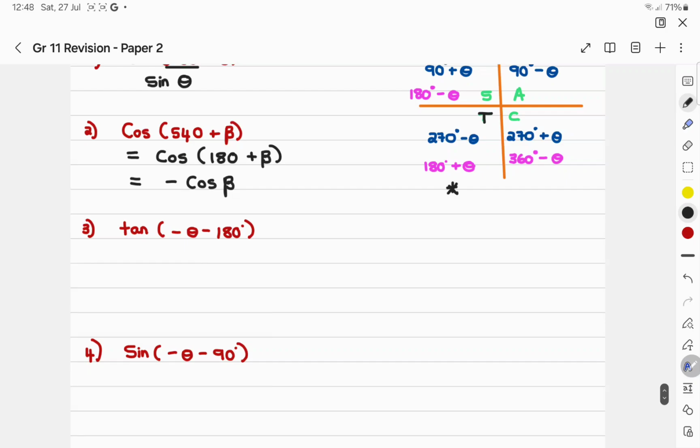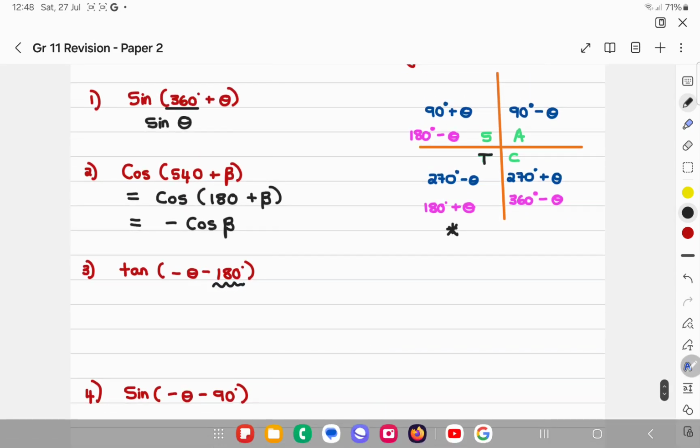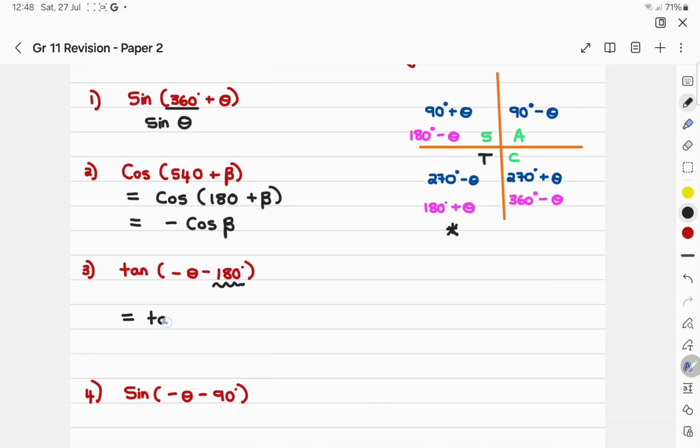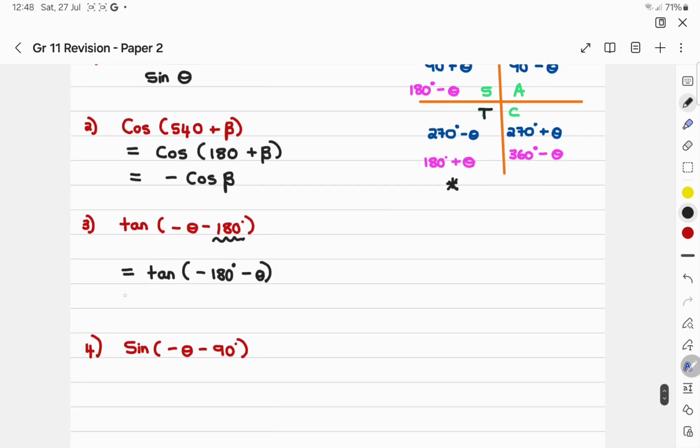Okay, so remember with the negatives, we want to take out a negative. And what I also suggest is always write your number first. So if you want to, you can first swap those two around to make it negative 180 minus theta. I haven't taken out any negative. And now I'm going to take out the negative. I'm going to put it in front. And the negative 180 will become a positive. And the negative theta will become a positive. So remember, as soon as you take out a negative, all your signs thereafter change.